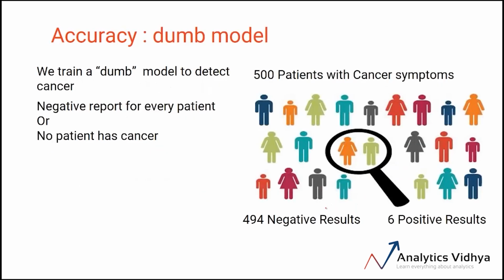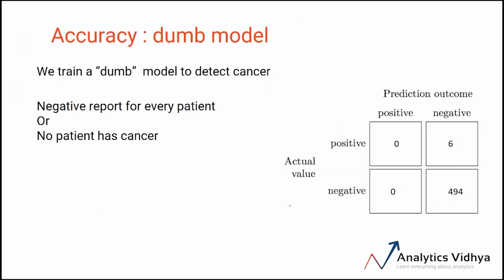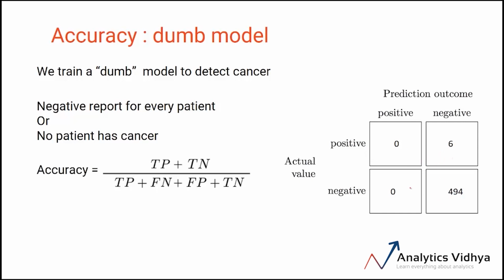So we again consider the same 500 people. But this time we build a dumb model which predicts negative for every patient every time. If we look at the confusion matrix for the dumb model, it will look something like this. We can see that the model has predicted all the values as negative. Now if we use the accuracy formula and input the values from the confusion matrix, we'll have 0 plus 494 upon all the values.